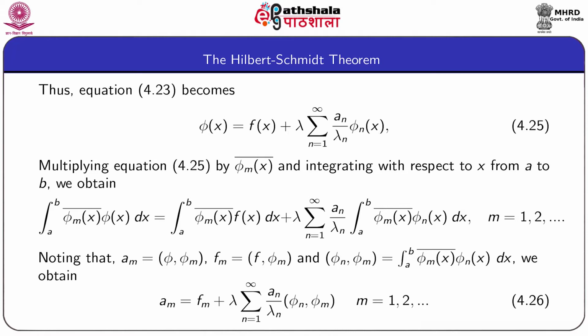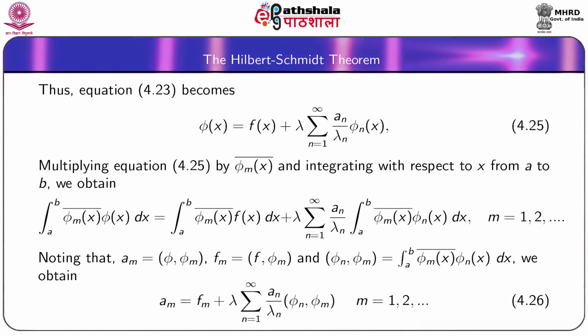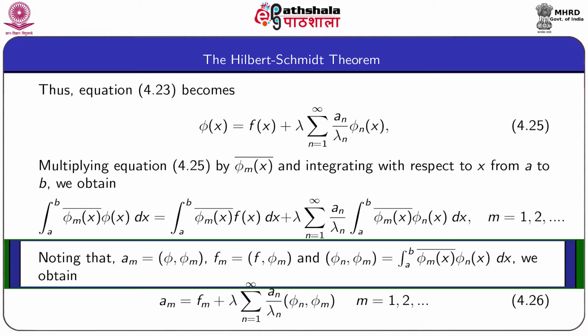integral a to b phi m bar x phi x dx equal to integral a to b phi m bar x f x dx plus lambda into summation n equal to 1 to infinity a n by lambda n into integral a to b phi m bar x into phi n x dx, where m ranges from 1, 2, 3, 4, etc.